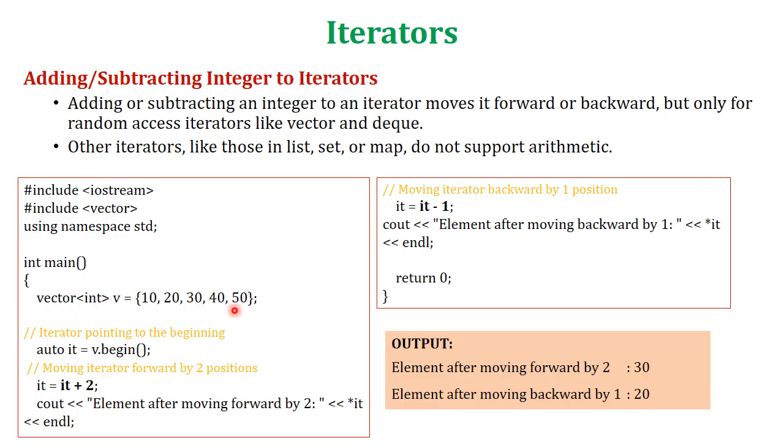Vector v is a collection of values. So now we are going to start from the beginning, and it is stored in it. So what does it plus 2 mean? Already it is here, right? The variable it points to here. Plus 2 means the control moves 1 and 2. So control is here. So now we are printing the current value. What is the result now? 30.